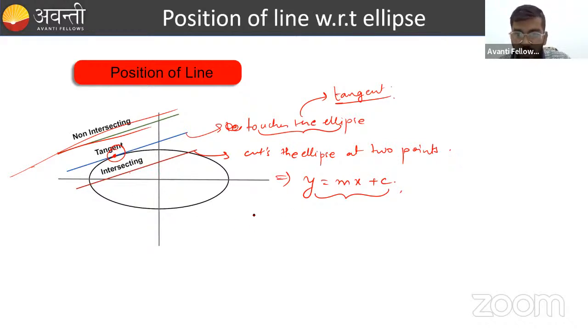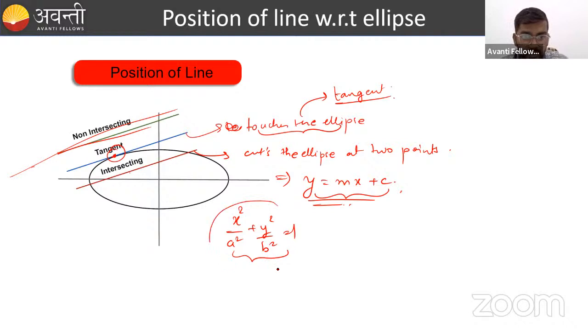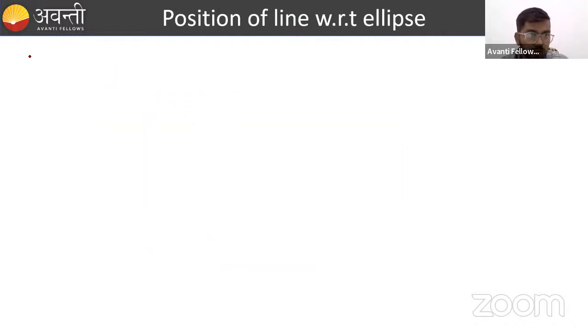So this line y equals mx plus c, and x square by a square plus y square by b square equals 1 is our given ellipse. Now this y equals mx plus c will satisfy this ellipse, right? So now we'll start from here. I'm just writing x square upon a square plus (mx plus c) whole square upon b square equals 1, right?